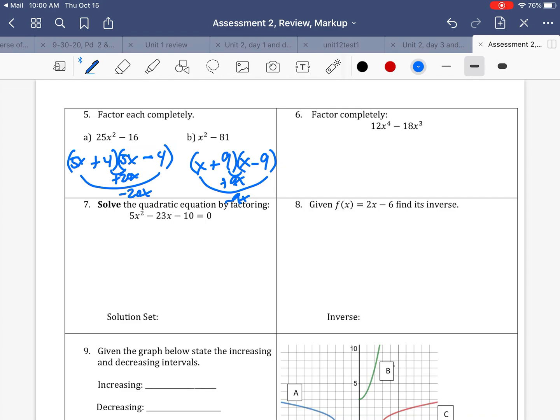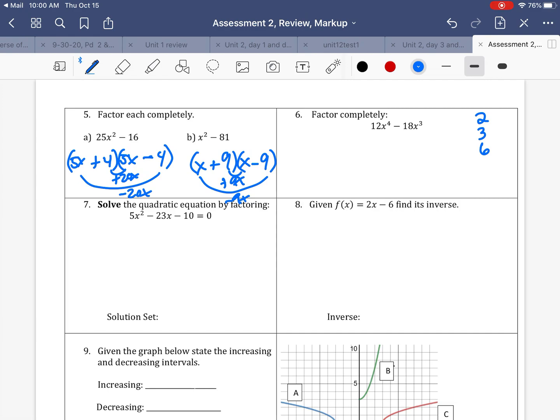All right, so here, factor completely. So number 6, let's see, I do have a GCF, 12 and 18. Let's see, 2 goes into both 12 and 18. 3 goes into both of them. Also, 6 goes into both of them. Let me see, 9, no. Yeah, 12 doesn't go into 18. So 6 is my greatest common factor.